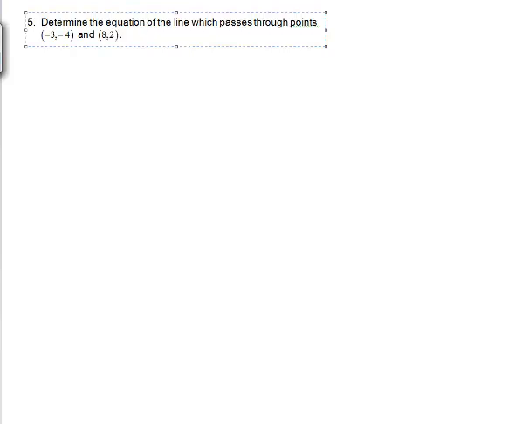Hello, today we're going to look at the solution to number 5 on page 80 of the MA1026 workbook, book number 1. And the question asks us to determine the equation of a line that passes through those 2 points. Now, when you're asked to determine the equation of a line, you're going to need to do 3 things. And the first thing, of course, is we're going to need the slope of that line.